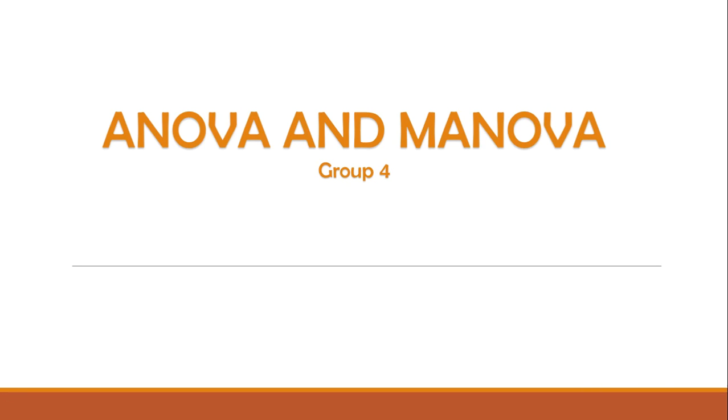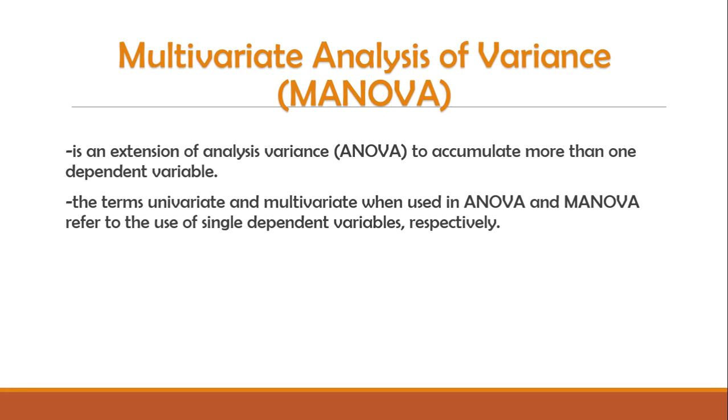Good day everyone, our topic for today is ANOVA and MANOVA. Multivariate analysis of variance, MANOVA, is an extension of analysis of variance, ANOVA, to accommodate more than one dependent variable. The terms univariate and multivariate, when used in ANOVA and MANOVA, refer to the use of single or multiple dependent variables, respectively.